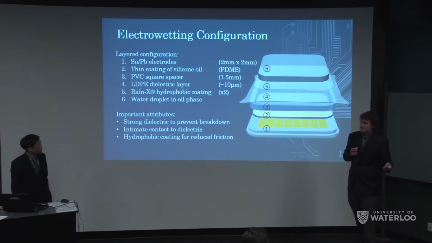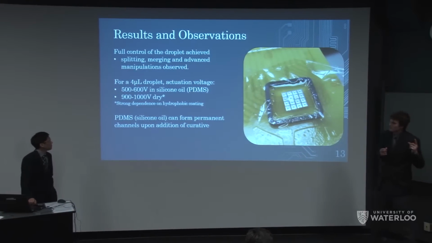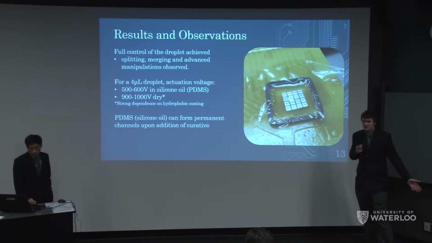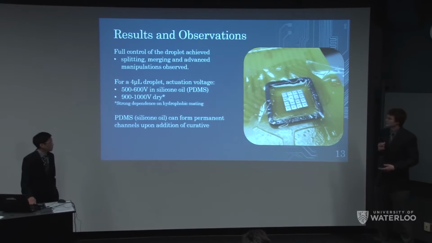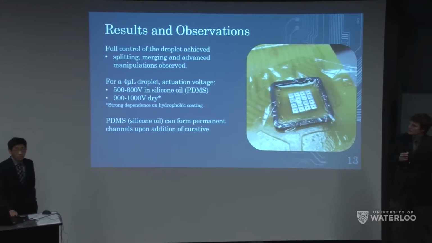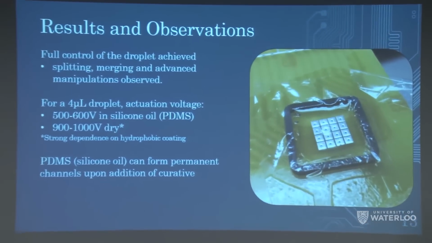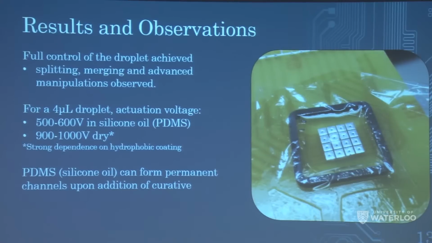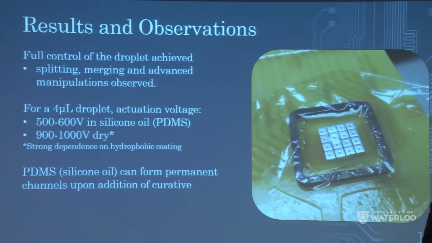So moving on to our results and our observations from the project, the first and the most important was that we successfully obtained what we wanted. We had full control of the droplet. We could move it up, down, diagonally. We observed splitting, we observed merging of the droplet, any manipulations that we desired. And this picture on the right is a physical picture of what I was explaining before, where you can see the wrap and the PVC spacer.